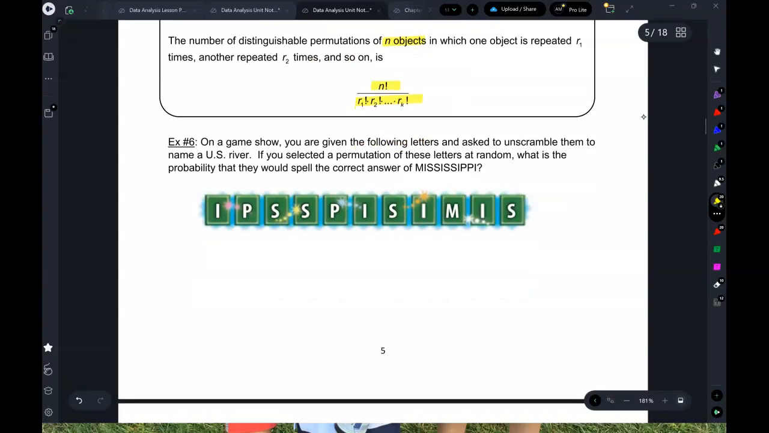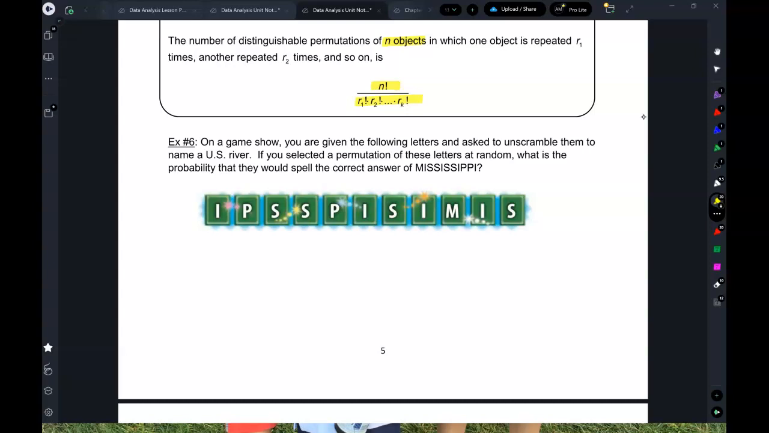So for example, take a look at this. On a game show, you're given the following letters and asked to unscramble them to name a U.S. river. If you selected a permutation of these letters at random, what is the probability that it would spell the correct answer of Mississippi? Obviously you can look at it and there's one answer, Mississippi. But what if I took all these tiles and threw them up in the air and they landed? What is the possibility that they would spell out Mississippi? Very slim.